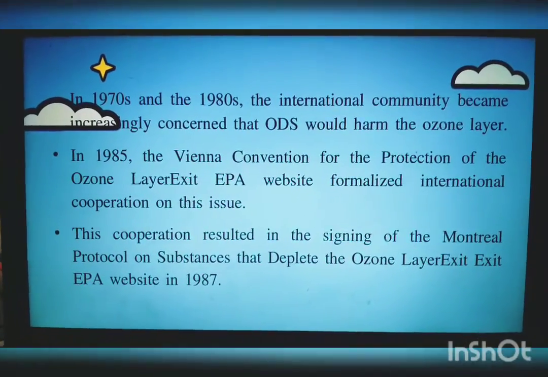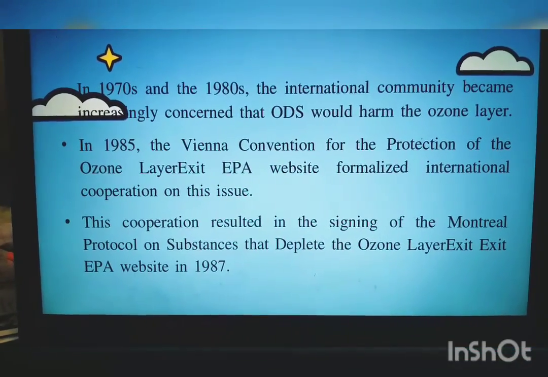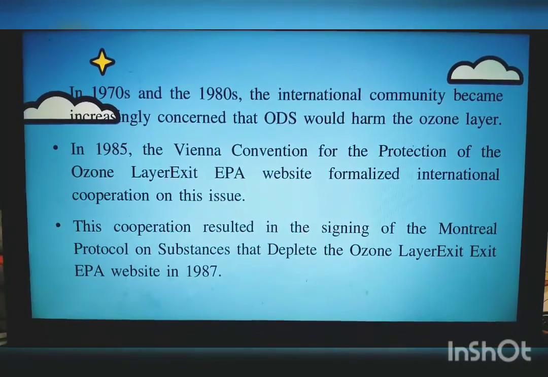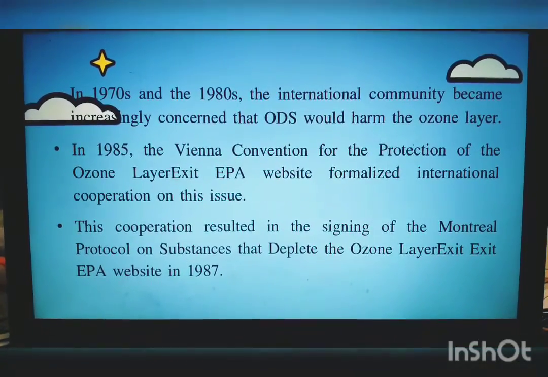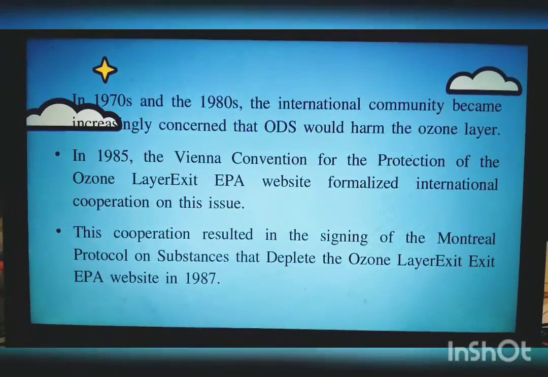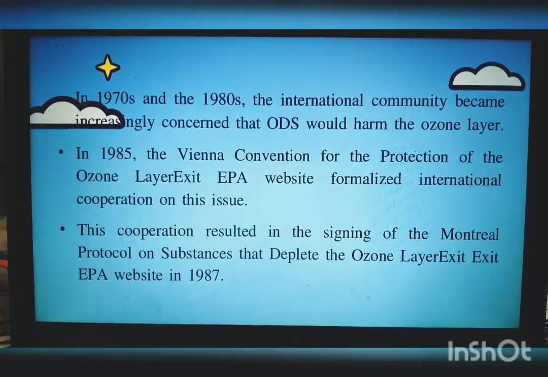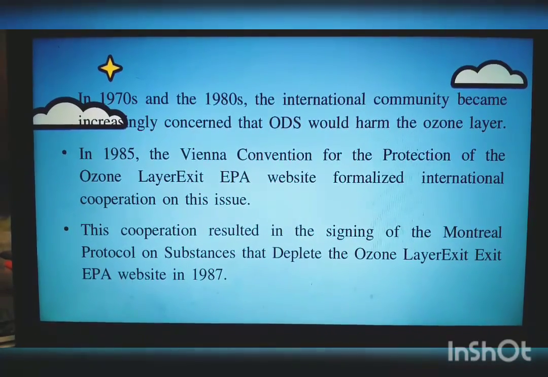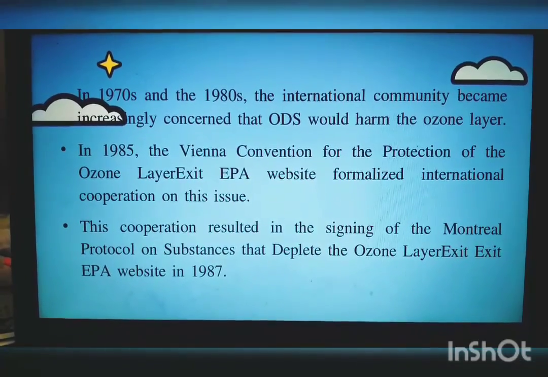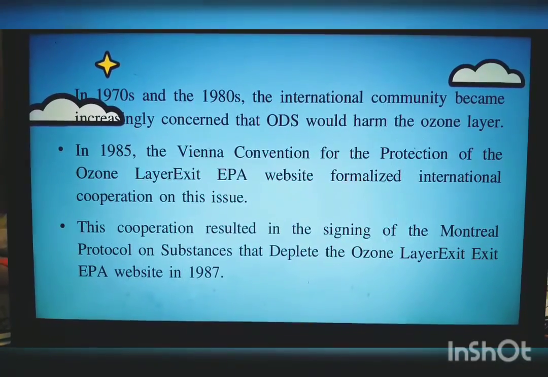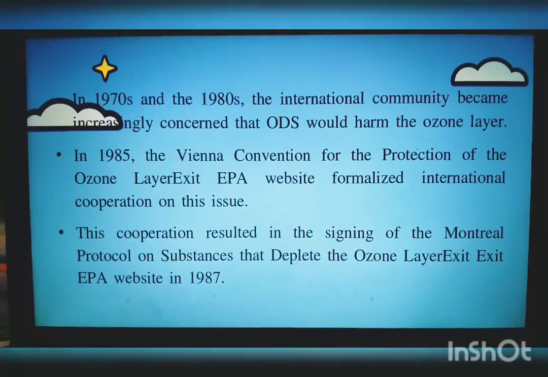In the 1970s and 80s, the international community became increasingly concerned that the ODS would harm the ozone layer. In 1985, the Vienna Convention for the Protection of the Ozone Layer (via EPA) formalized international cooperation on this issue. This cooperation resulted in the signing of the Montreal Protocol on Substances that Deplete the Ozone Layer (via EPA) in 1987.